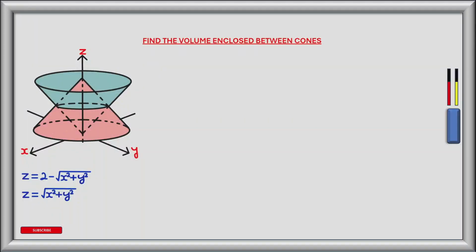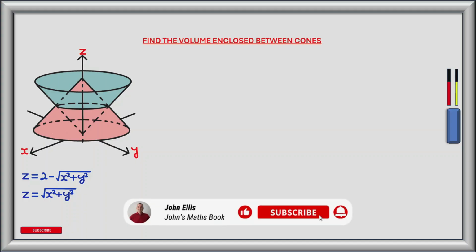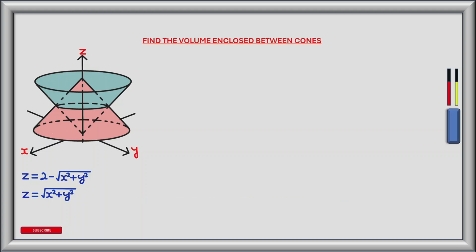Let's use triple integrals and cylindrical coordinates to find the volume enclosed between two cones. In this example, one cone is defined by the Cartesian equation z equals 2 minus the square root of x squared plus y squared, shown in red, and the other is defined by z equals the square root of x squared plus y squared, shown in blue. The apex of the blue cone is at the origin, on the xy plane where z equals 0, and the base of the red cone is on the xy plane where z equals 0. Both cones are above the xy plane.